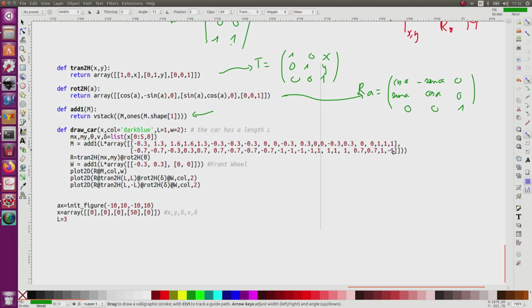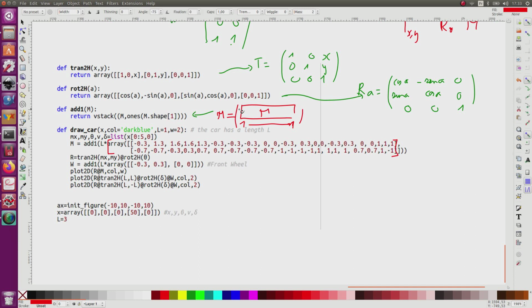So from this matrix, I multiply by L to have the right size, but after, I will add 1 everywhere thanks to the VStack, which adds a line of 1s to M in the vertical concatenation. So it will add ones like this on the last line from the previous M, which was given here, and this is the new M.